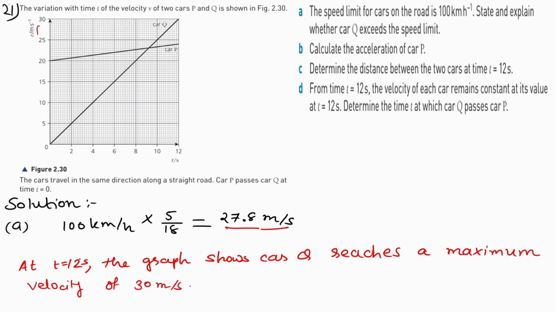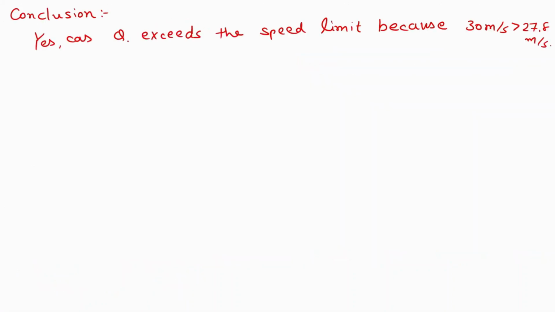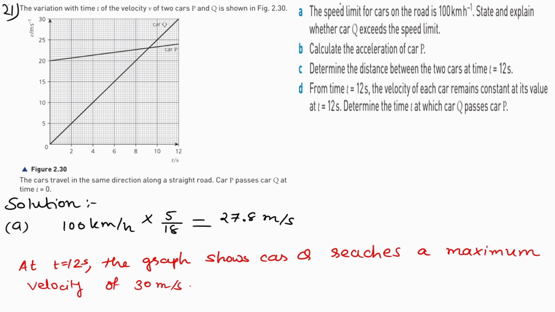Now at the 12th second, you can see the graph shows car Q reaches maximum velocity. The maximum velocity of car Q is at about 12 seconds and it is 30 meter per second. So the speed limit is 27.8 meter per second, but car Q is going with a speed of 30 meter per second. Hence, you can say that car Q exceeds the speed limit. Okay, I hope you understand question number A.